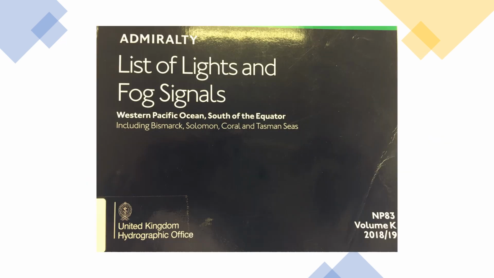This is what the Admiralty List of Lights and Fog Signals publication looks like. So you can see this is NP83, volume K. The edition is 2018-19. This volume in particular deals with the Western Pacific Ocean, south of the equator, and it includes Bismarck, Solomon Islands, Coral and Tasman Seas. And again, like I said, depending on the sea areas, you have different publications for Admiralty radio signals, Admiralty lights, and fog signals. And again, it depends on which areas you are transiting.